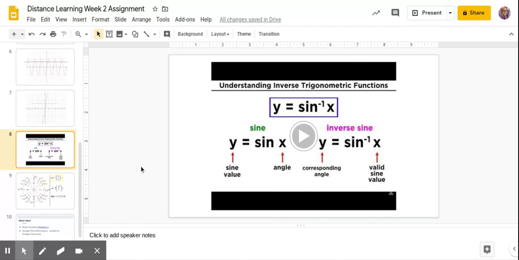All right, so similar to last week, we're now going to watch a YouTube video where I pause throughout so we can get a better understanding of what the inverse trig functions are.